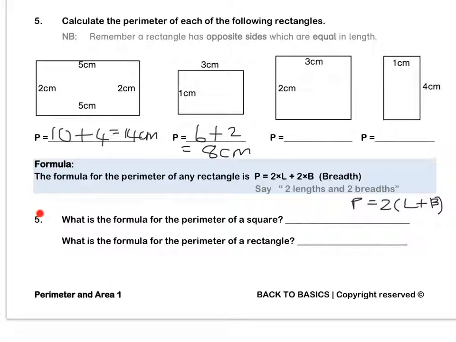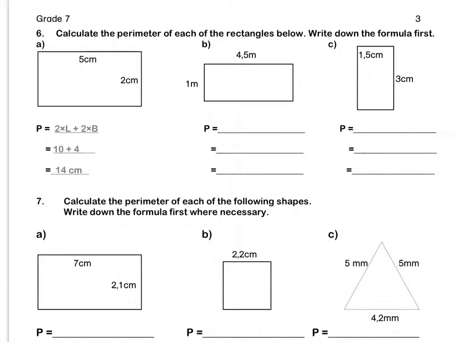Press pause to complete question 6. Question 6. Calculate the perimeter of each of the rectangles below. Write down the formula first. For A, the perimeter of any rectangle is 2 lengths plus 2 times breadth. You could also write this as 2 length plus 2b, or 2 bracket length plus b. Any of these are fine.